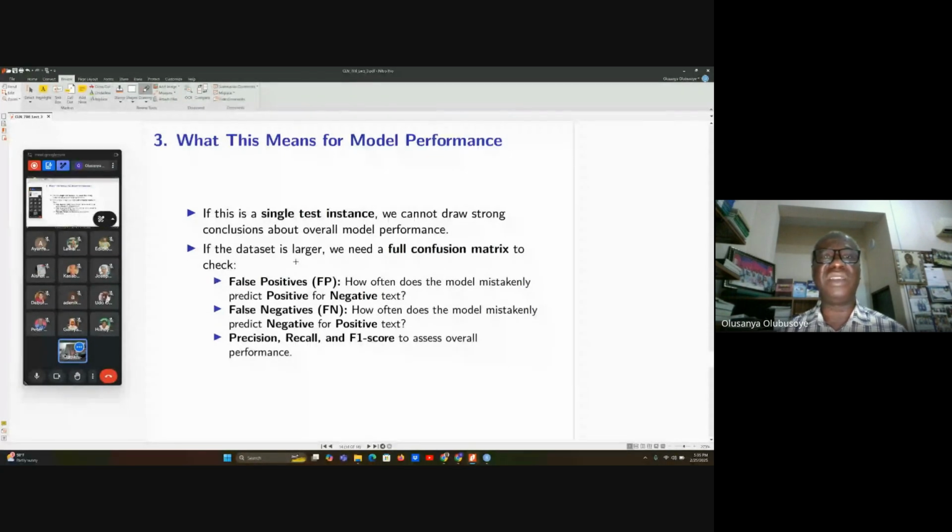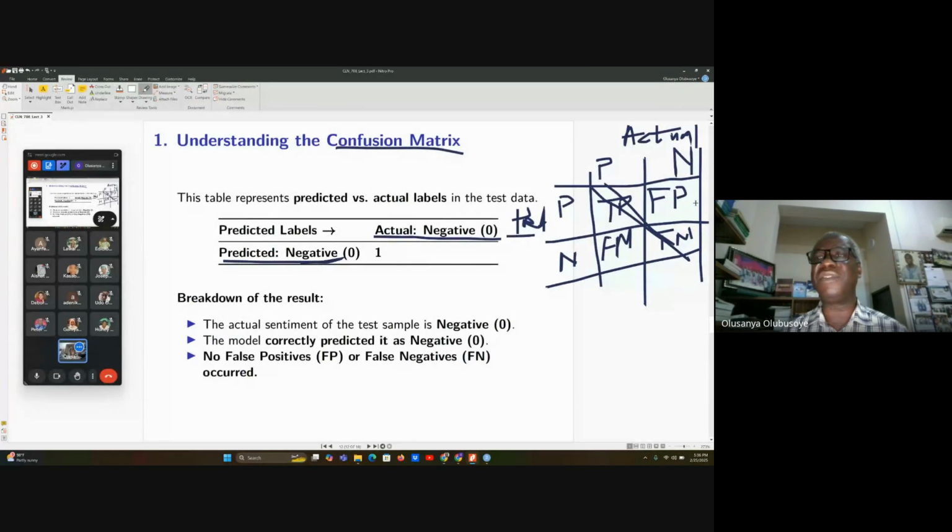Generally, we have other measures of performance. The false positive tells you how often your model mistakenly predicts positive for negative. I think I've shown you. So, false positive: how often your model predicts positive for negative. This is false positive, where your model predicts positive when it is negative.